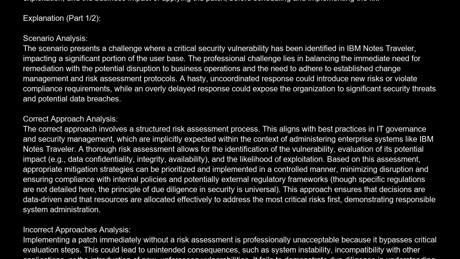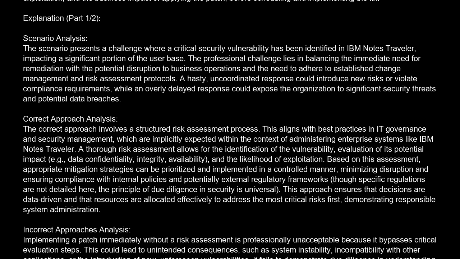A hasty, uncoordinated response could introduce new risks or violate compliance requirements, while an overly delayed response could expose the organization to significant security threats and potential data breaches. Correct approach analysis. The correct approach involves a structured risk assessment process. This aligns with best practices in IT governance and security management, which are implicitly expected within the context of administering enterprise systems like IBM Notes Traveler.